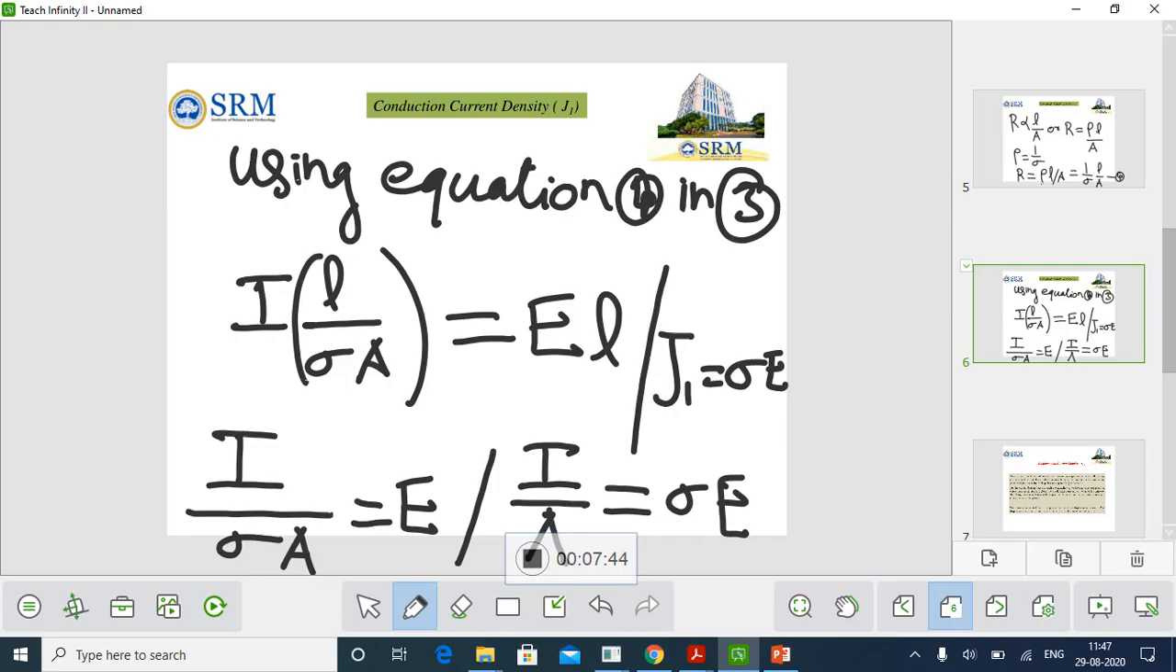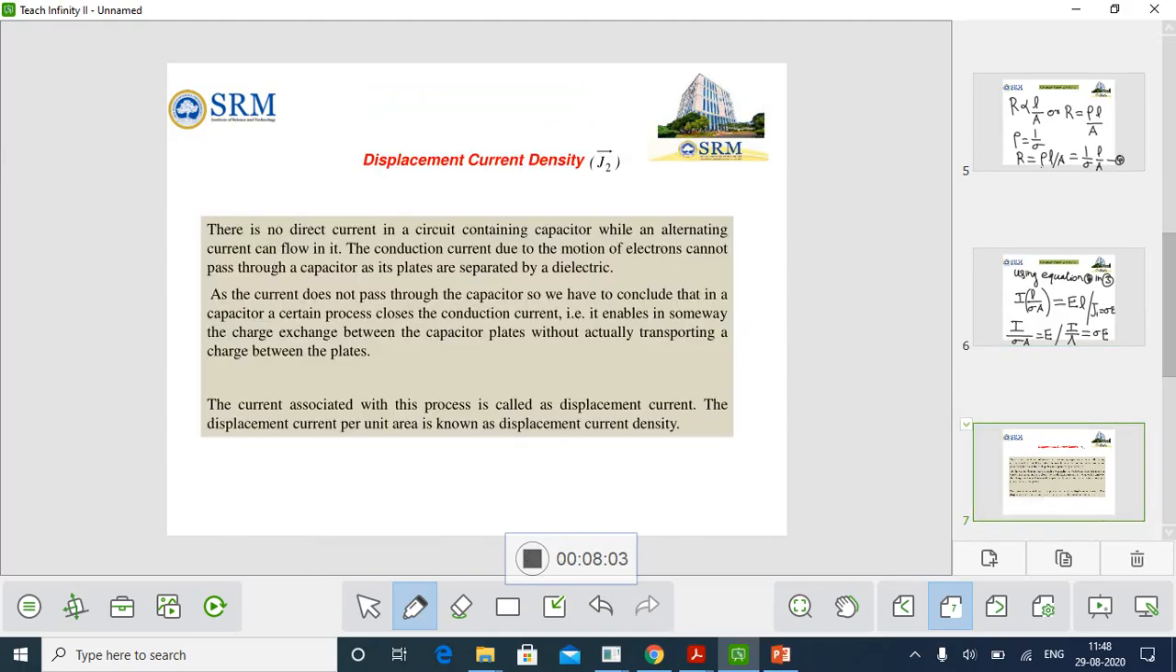So here J1 is referred to as conduction current density, which is directly proportional to the electric field intensity. So far we discussed conduction current density. Okay, next we would like to discuss displacement current density. Let us see what is meant by displacement current density.